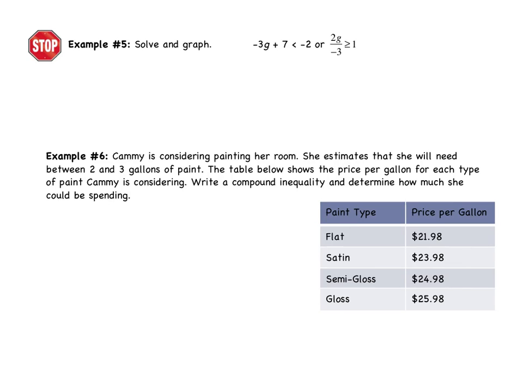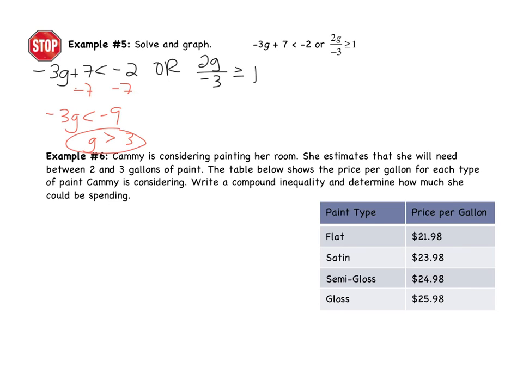Okay, let's see how we did. So the first inequality you had to solve was -3g plus 7 is less than -2. The second one was 2g over -3 is greater than or equal to 1. So on the left side, you should have subtracted 7. So you get -3g is less than -9. If I divide by -3, I get g is greater than +3. So hopefully you remembered to flip that inequality. Anytime that you multiply or divide by a negative number, you have to flip the sign.